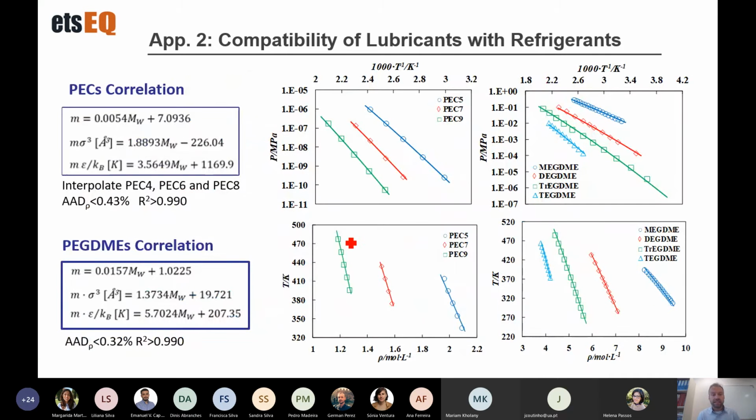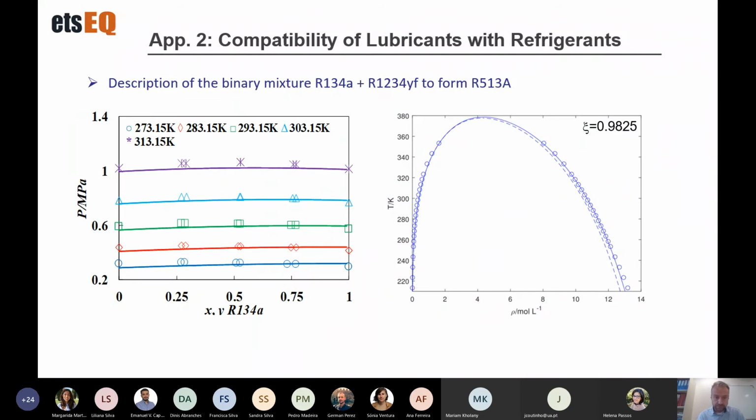Also, for the PEGs and polyethylene glycol dimethyl ethers, we fit the information of density and vapor pressure, as can be seen in these figures, and we saw that we have the possibility to correlate the molecular parameters of these compounds to the molecular weight. Again, we built several correlations, okay, and we could describe PEGs of different chain lengths and polyethylene glycol dimethyl ethers of different chain lengths.